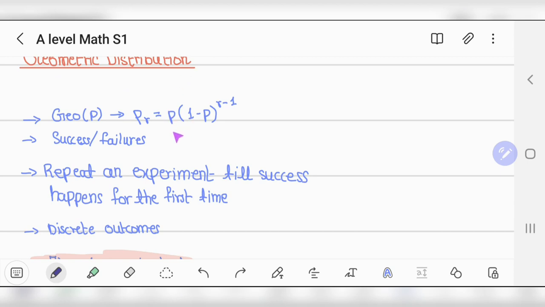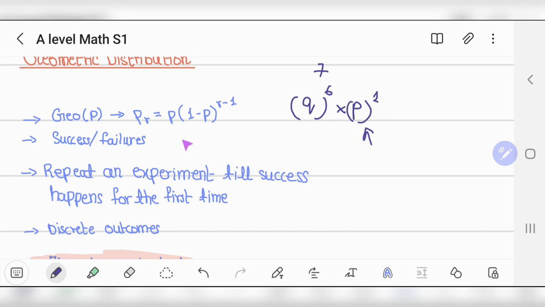It means that after so many times of repeating an experiment, for the first time you get the success. For example, the experiment has been repeated 7 times. So the first 6 times it failed, and for the first time it becomes success. So 7 minus 1, 6: the probability of failure to the power 6, multiplied by the probability of success to the power 1, p. This is the probability of success, and this is the probability of failure.